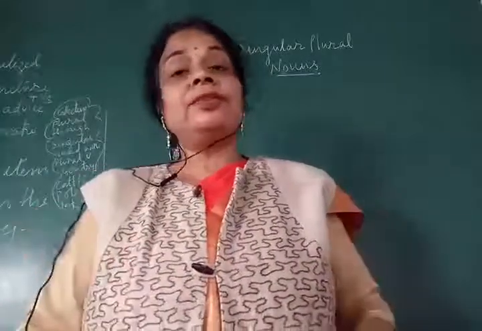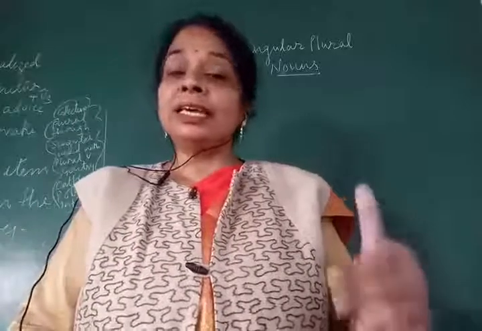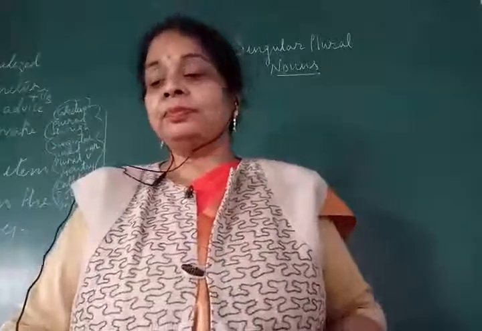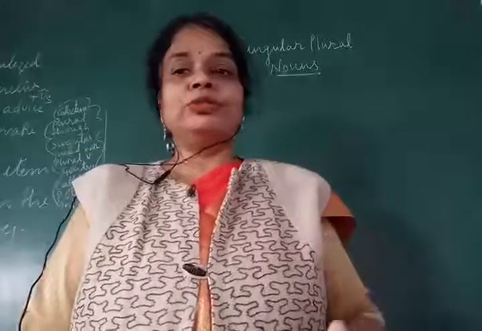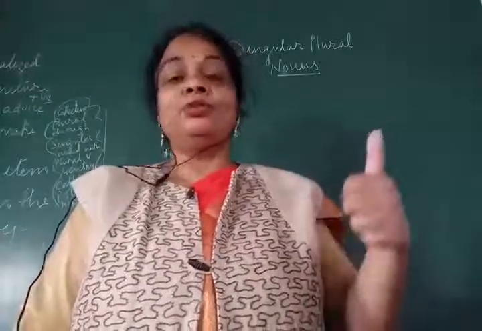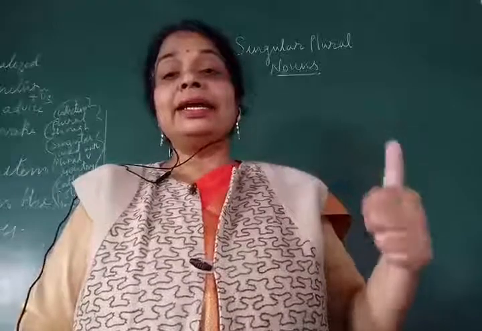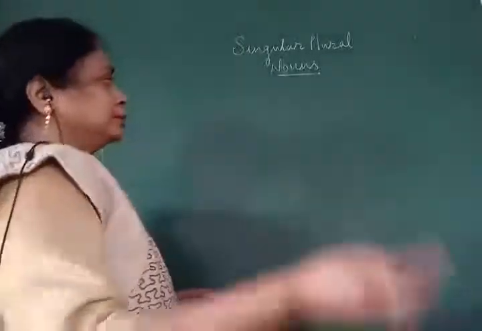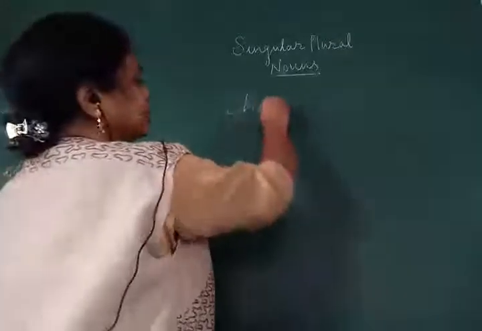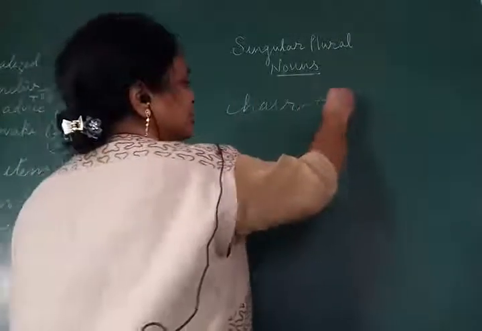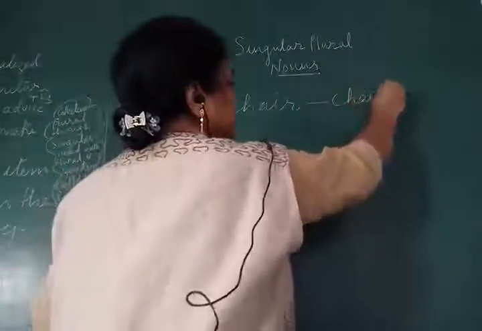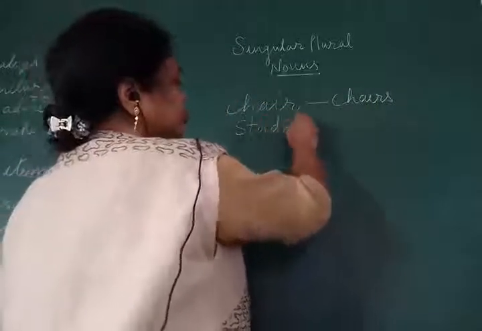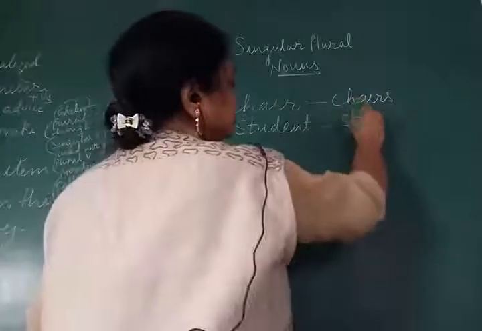Now there are several ways of changing singular to plural or vice versa. So let's talk about those ways. Number one, you know very well. We add s to few words to make them plural. Like for example, if we add s to chair, so it becomes chairs. If we add s to student, so it becomes students.